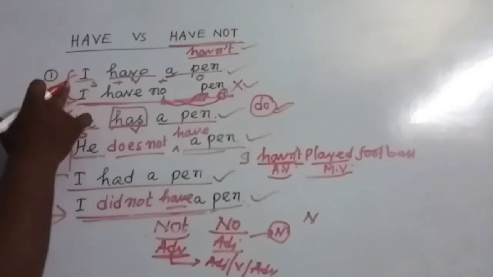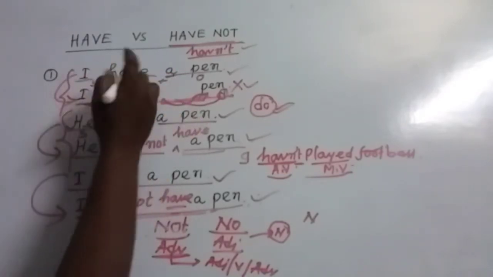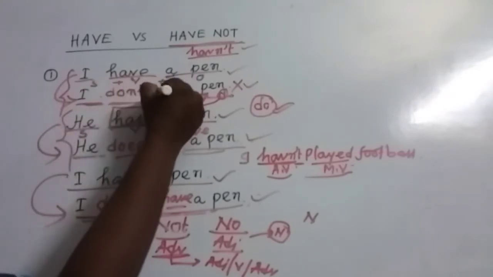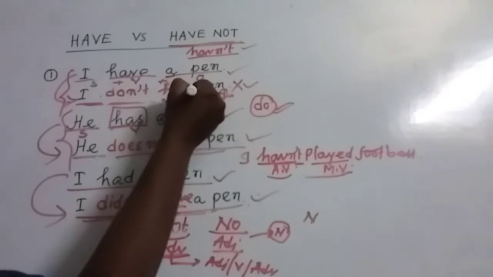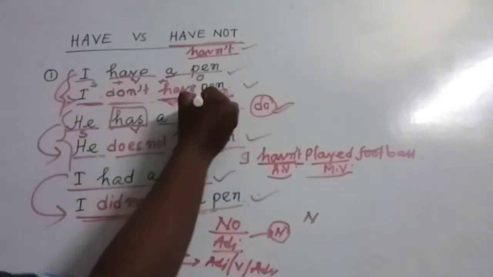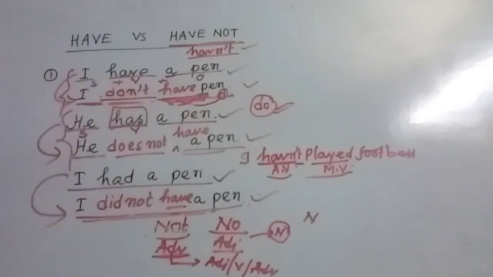Here in the first one, I have a pen, so we have to write I don't have a pen, or I do not have a pen. So this is a correct one. Actually, we have left the principal verb and we have used not with one auxiliary verb. This is the correct structure. We have to use it in this way.